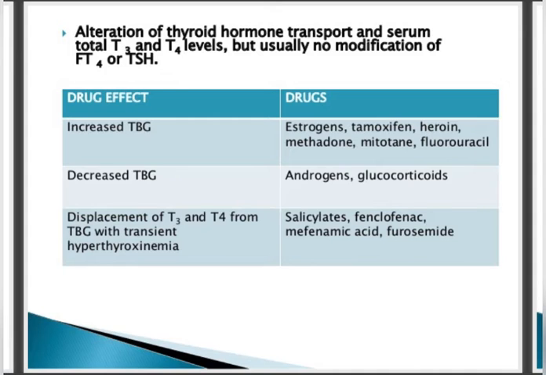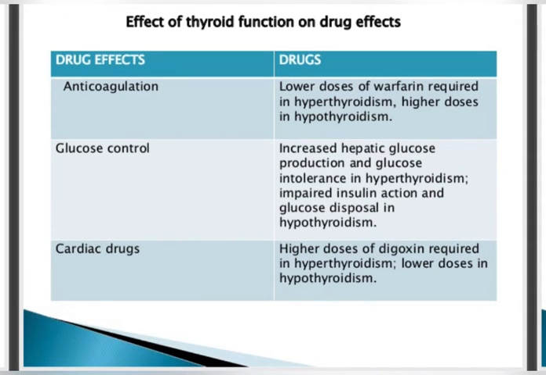The drugs salicylates, mefenamic acid, furosemide cause the displacement of T3 and T4 from TBG and transient hypothyroxinemia. Other drugs are affected by thyroid function.